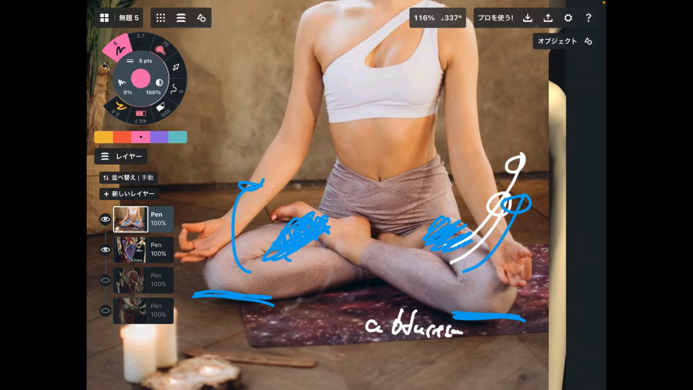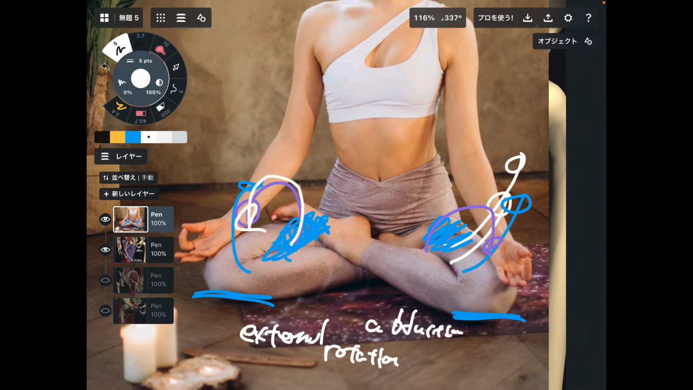Then there's one more key movement for a good sitting, cross-legged position. That is external rotation. External rotation is you twist the hip joint outward. This is external rotation. See, her legs face outside. This is external rotation. What kind of muscles are necessary?